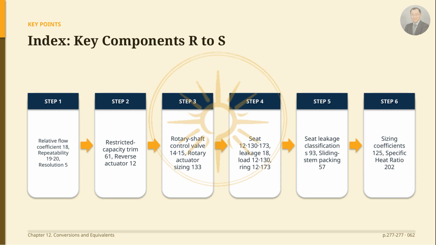This slide is a reference table summarizing key components and performance items from R to S. For example, resolution, which is the smallest detectable change, can be found on page 5, and the sizing coefficients used for valve capacity calculations are on page 125. Other items are also listed in detail along with their respective page numbers. Engineers should use this index to directly locate the relevant pages whenever detailed specifications or calculation bases for specific components are needed during design or maintenance.